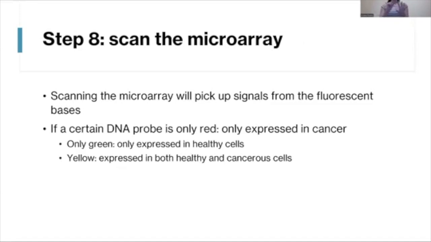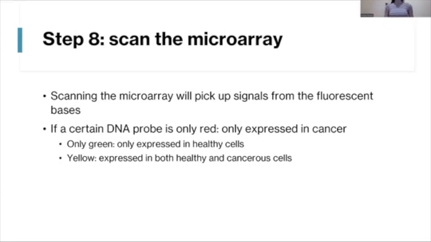And if you were to see some DNA probe that's only red, you could say, okay, this gene or this sequence is only being expressed in cancer cells. If it was only green at that DNA probe, you could say it's only being expressed in healthy cells. And if it was yellow, you could say, oh, it's expressed in both healthy and cancerous cells.